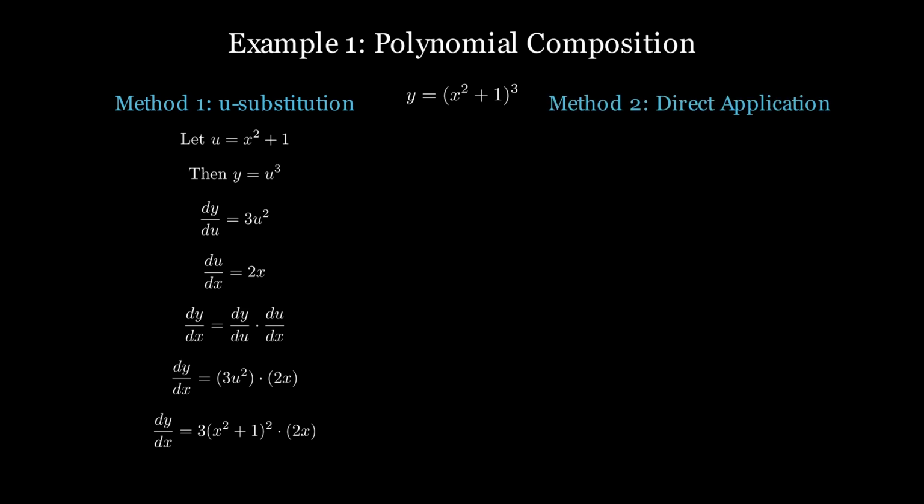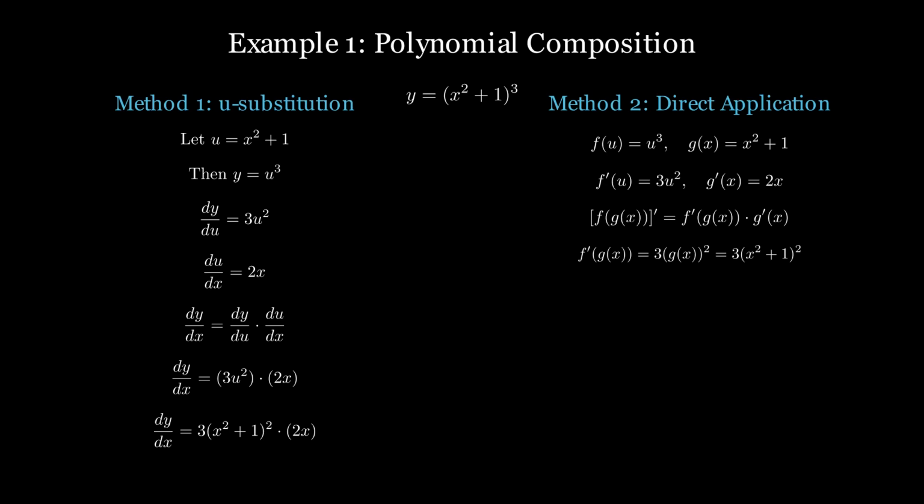We identify the outer function, let's call it f, and the inner function, g. We find their derivatives. Recalling the formula, we need f prime of g of x. This means we take the derivative of f, which is 3u squared, and plug the entire original inner function g of x back into it. Then we multiply by the derivative of the inner function, g prime of x. Both methods lead to the same simplified answer.